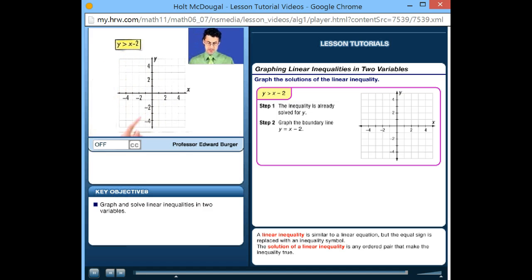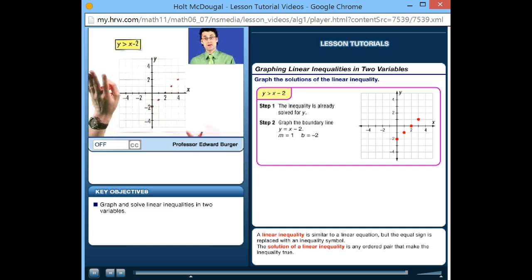So imagine y equals x minus 2. What's the graph of that? Well, we know how to do that. The y-intercept is negative 2, right here. And the slope is an invisible 1 over 1. 1 up, 1 over. 1 up, 1 over, and so forth.